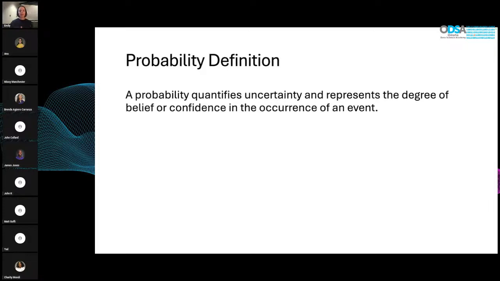So probability, by definition, quantifies uncertainty, and it represents the degree of belief or the degree of confidence that we have in an event occurring. What is the probability that this transaction is fraudulent? It represents the model's degree of belief, its confidence that that is a fraudulent transaction. It can have a high degree of confidence, 0.8, 0.9, or it can have a low degree of confidence, meaning it's less likely that it is a fraudulent event.